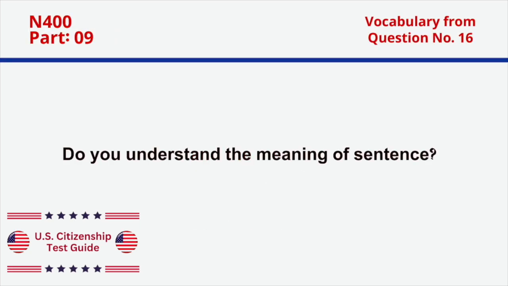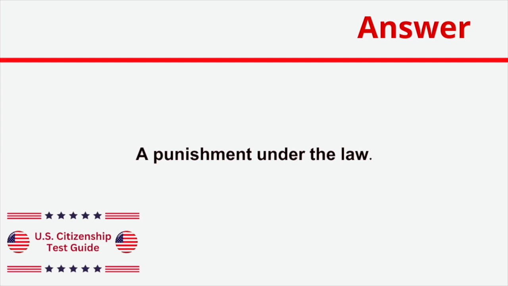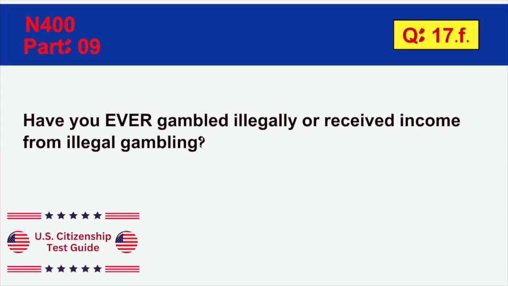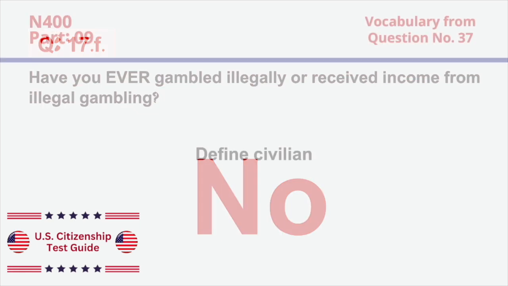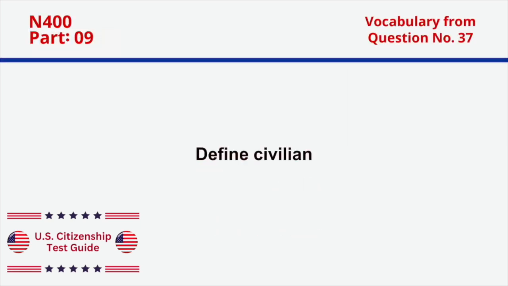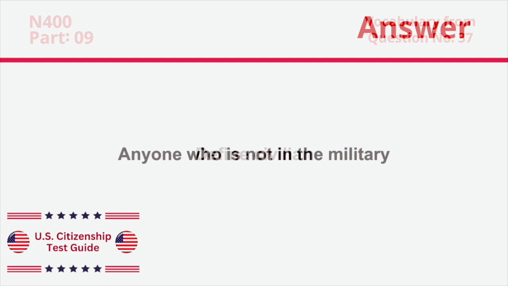Do you understand the meaning of sentence? A punishment under the law. Have you ever gambled illegally or received income from illegal gambling? No. Define civilian. Anyone who is not in the military.